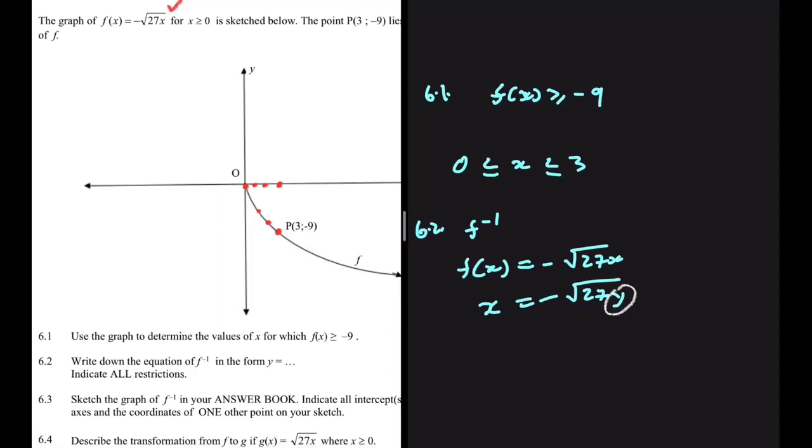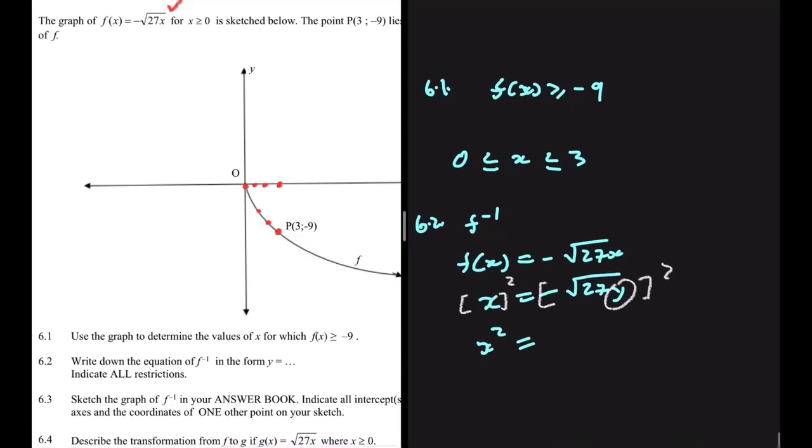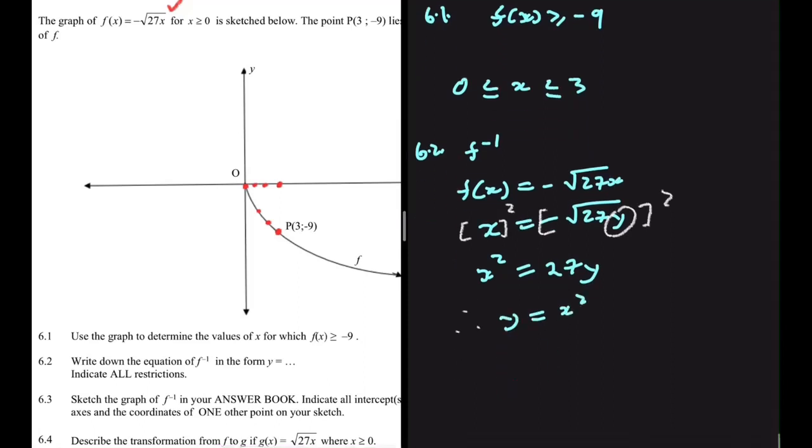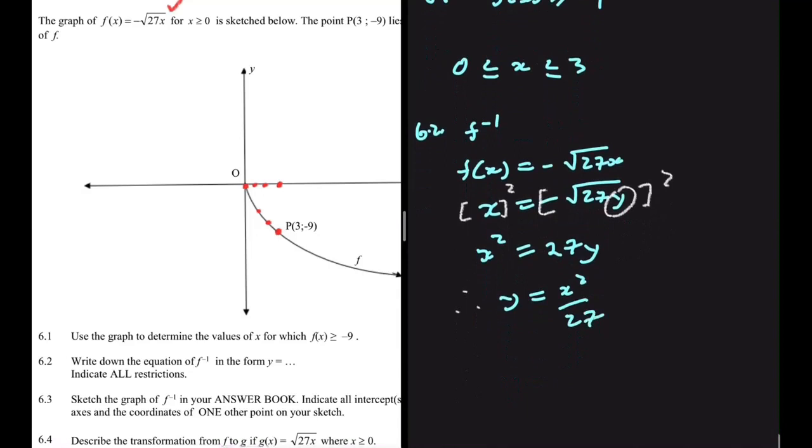So what can we do here at this point? We can square both sides, so let's go ahead and do that. x squared, that is just x squared, and on the other hand, minus squared will be positive, and then we're going to lose the square root on the square root of 27y. We're going to be left with 27y, and if we divide both sides by 27, we're going to get y being equal to x squared divided by 27.